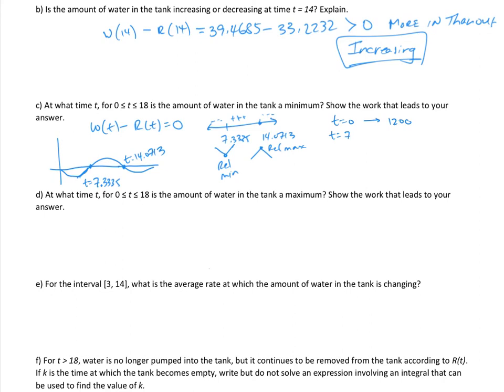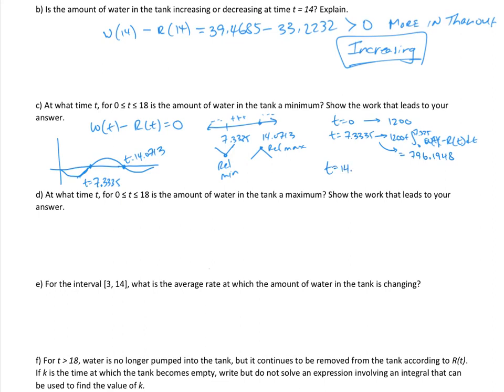At t equals 7.3335, we are going to get 1,200 plus the integral from 0 to 7.3335 of the in, the W of t, minus the out, the R of t dt. And this comes out to equal 796.1948. Since we're going to do this, let's go ahead and test the maximum because we're going to need it for the next one anyway.